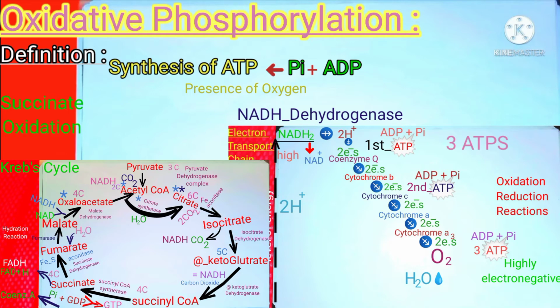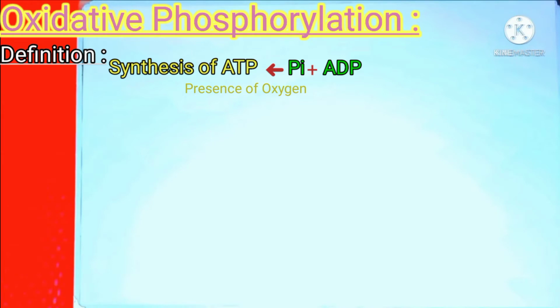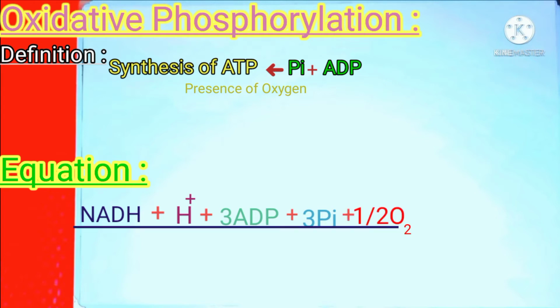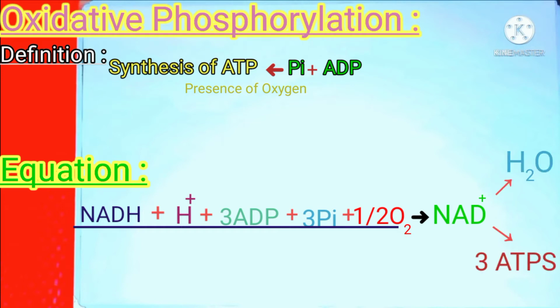Students, oxidative phosphorylation can also be expressed by the following equation. NADH reacts with a hydrogen ion in the presence of 3 molecules of ADP and 3 molecules of inorganic phosphate and molecular oxygen. Then it gives us NAD, that is nicotinamide adenine dinucleotide ion, along with water and 3 ATP molecules. Here this Pi is showing an inorganic phosphate.